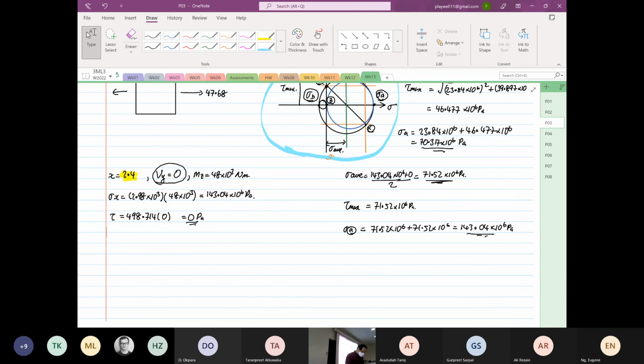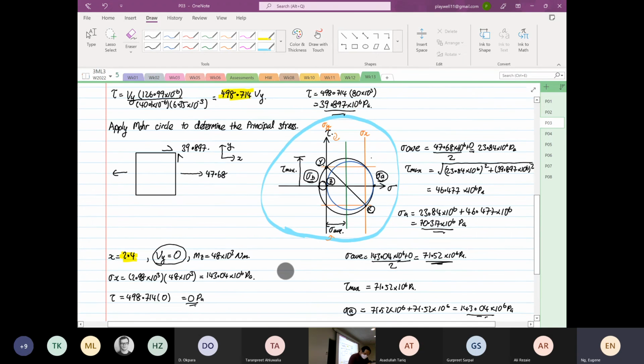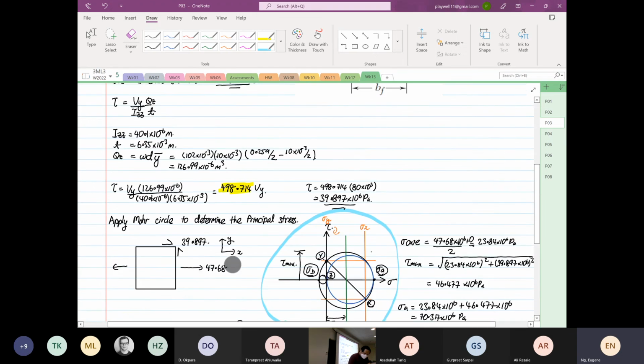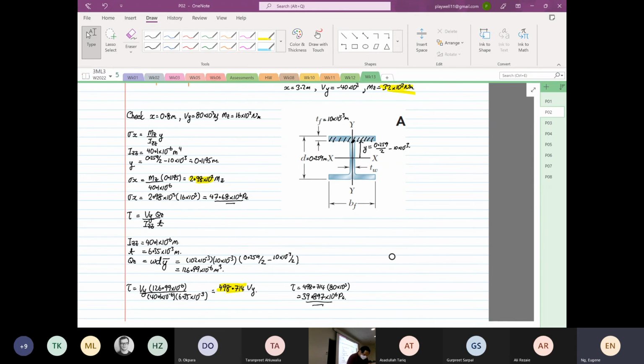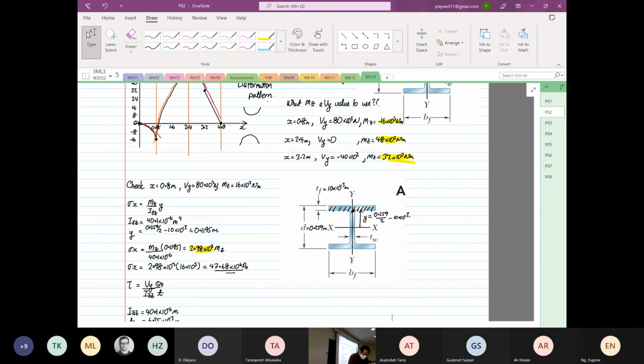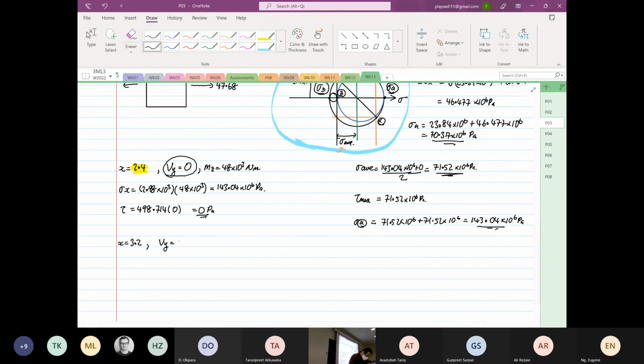So the next one, where x is equal to 3.2, right? So we know that Vy is equal to what? Vy is equal, I forgot. Wait, I can't remember what's our Vy. It's such a big question as Asdullah says. So it's minus 40 and 32. Okay, so Vy is minus 40, Mz is 32.